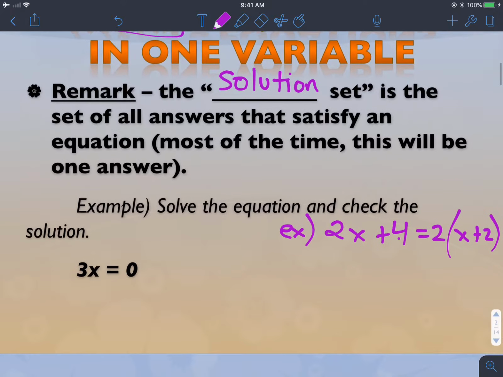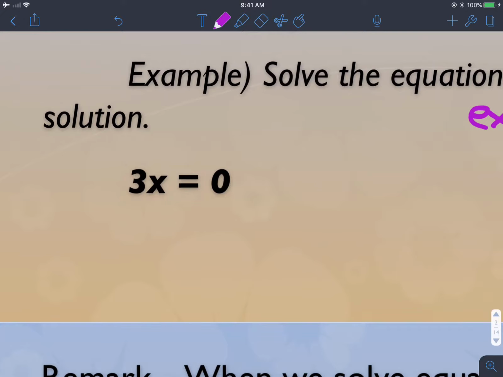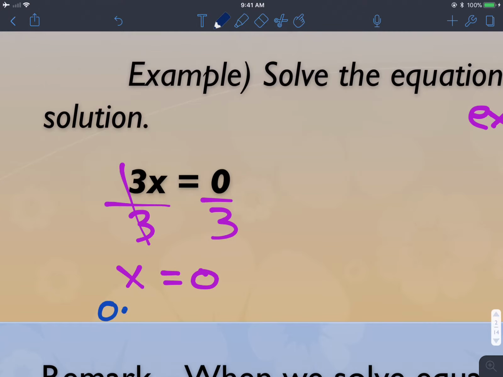Okay? So solving equations, you always want to do what we talked about, like the inverse operation. This is 3 times x equals 0. Do the opposite. To get x by itself, divide by 3. 3 over 3 cancels, and you get x is equal to, well, 0 divided by any number is still 0. This is one solution.